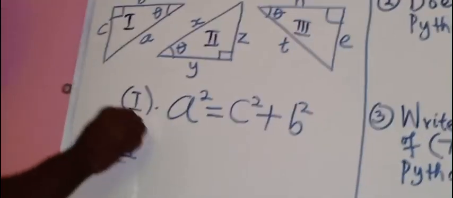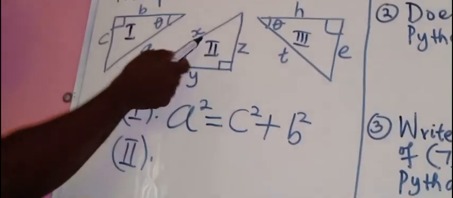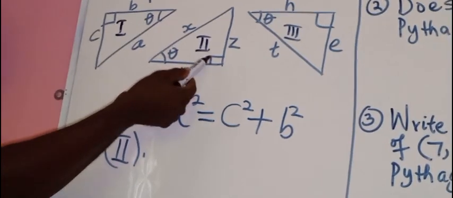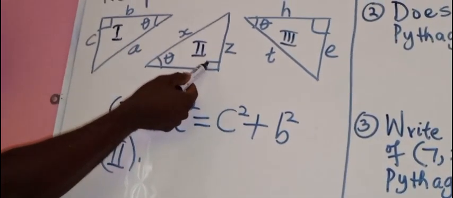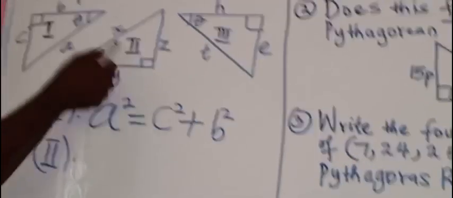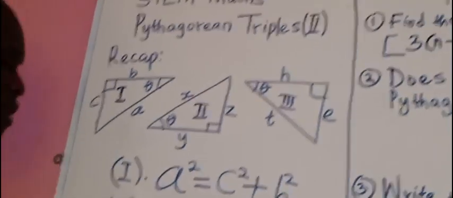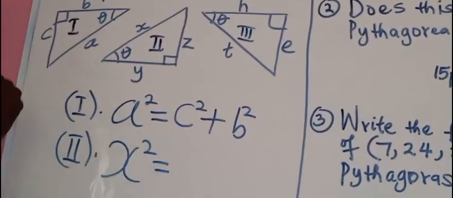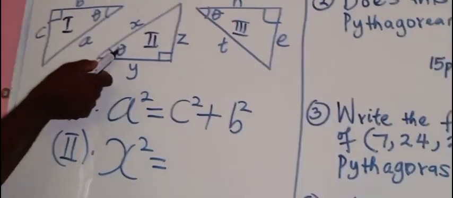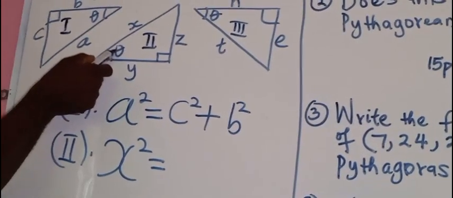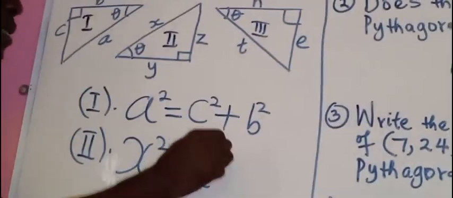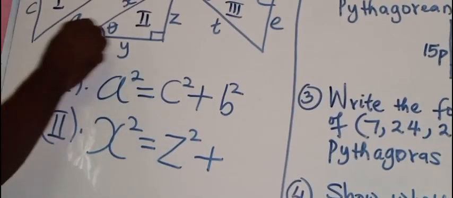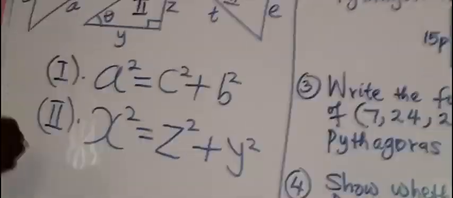Let's look at figure 2 and try to state Pythagoras theorem. Can you see the right angle triangle, 90 degrees? Which side is directly opposite this angle? X. So x squared equals, then look at the angle given to you, theta. The side opposite this theta is the opposite, that is z. Z squared plus, then y becomes the adjacent, so y squared.